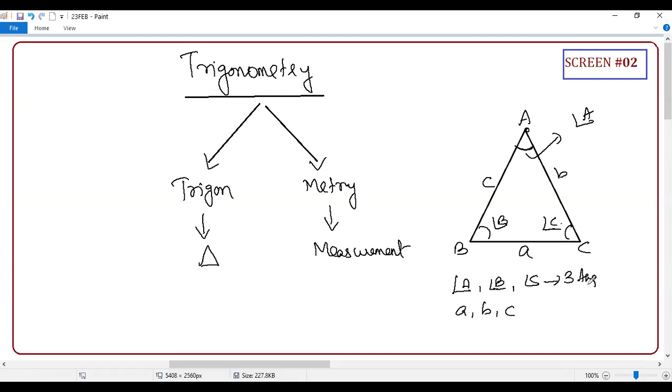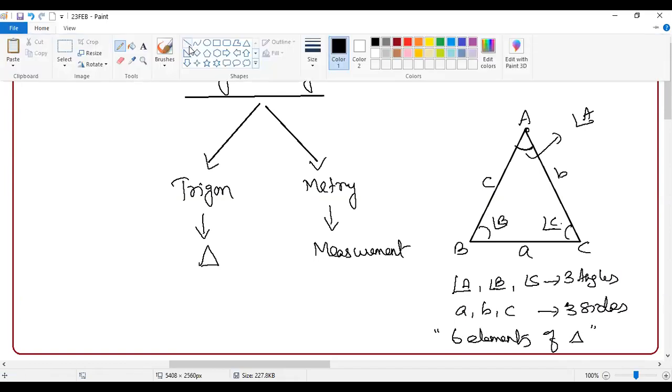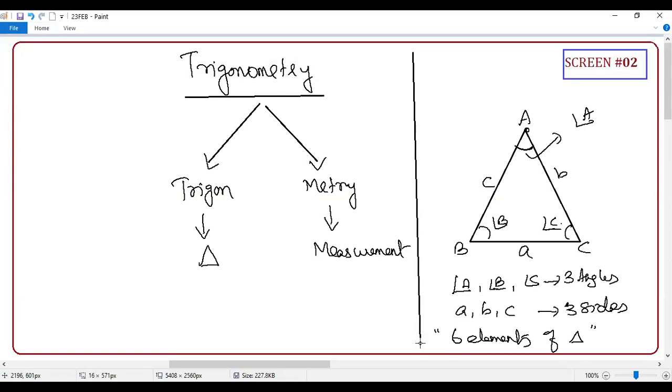So three angles and three sides are called the elements of the triangle. These are called the six elements of any triangle. So when I say triangle measurement, you are going to measure these six elements only. Correct or not? You are going to measure three angles and three sides. So here itself I can say that trigonometry is the study of the relationship between sides and angles.